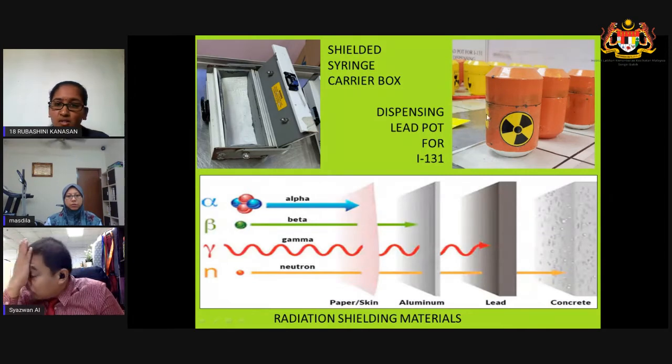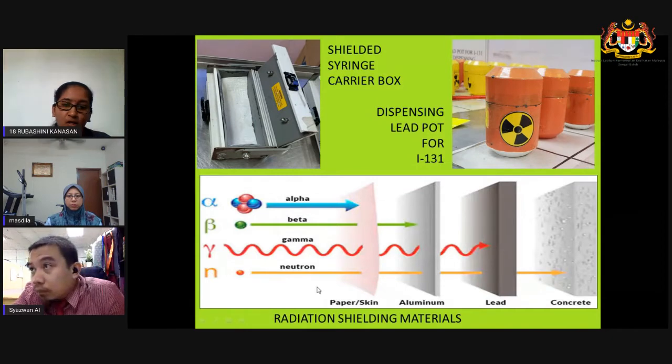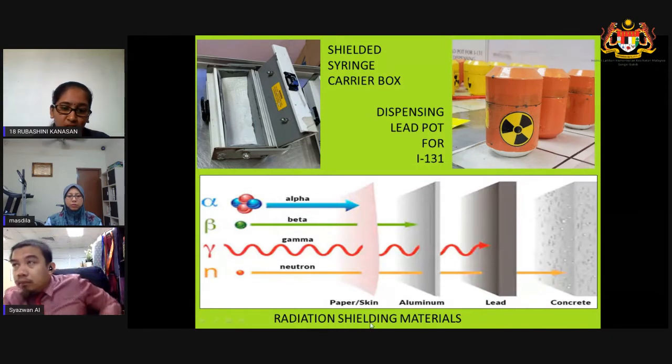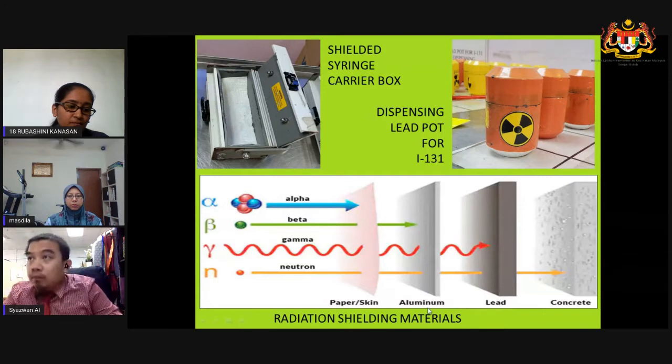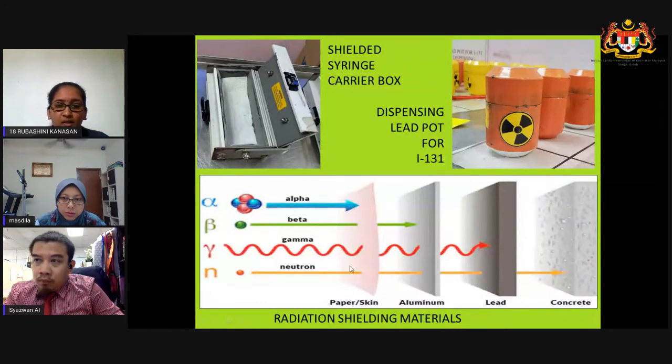Okay, this one is the example for the radio iodine. I just took the picture as the example. It's a lead pot. This is the radiation shielding material. Apa yang menunjukkan sebab kita cakap lead memang dia protect daripada radiation kan. So ini adalah contoh dia shielding material. Kalau paper, dia still can go through, the gamma ray still can go through sebab technetium ni gamma ray kan. So lead is the best shielding material.